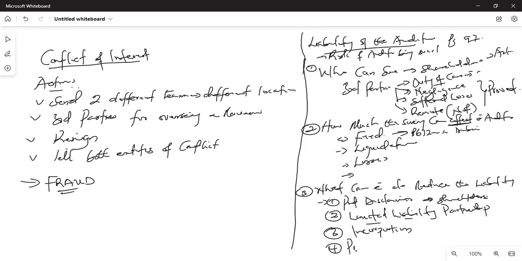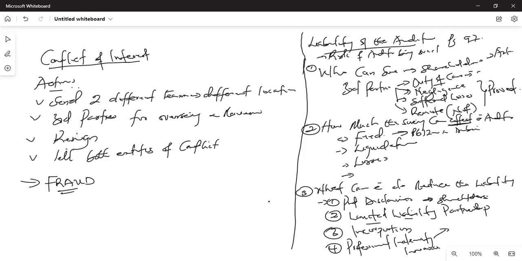Now, there is another one, which is professional indemnity insurance. We all know insurance is sharing of risk, okay? It's sharing of risk. So when the company is sued for a normal regulatory activity, they can do professional indemnity insurance.